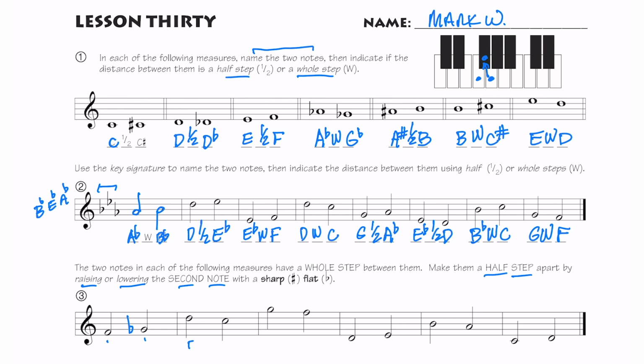Keep going, D to C. Let me go ahead and write my note names in here. D to C, whole step. How do I make this second note, the C, a half step? I move it up a half step. So now it becomes a C sharp.